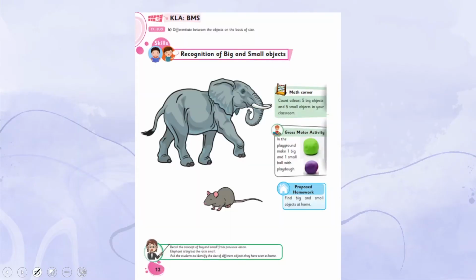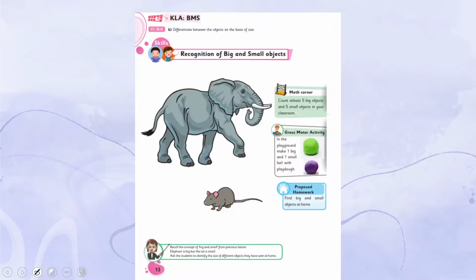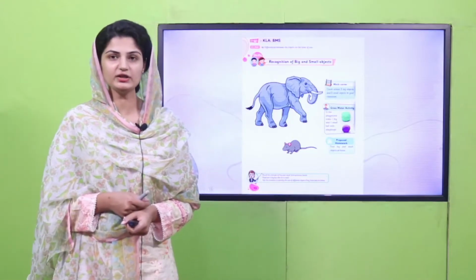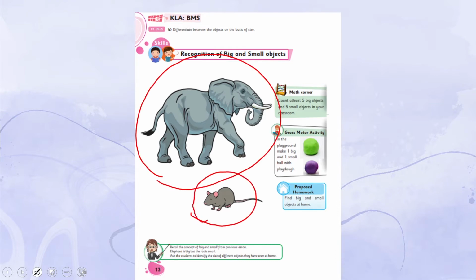I want you to pause the video and quickly open this page on your book. Okay, playgroup, I hope you have opened this page in the book. So quickly take a look at what things we have on the page. We have a big elephant and a small tiny rat on the page. And on the right side of the page, we have a few activities which we're going to do just now.